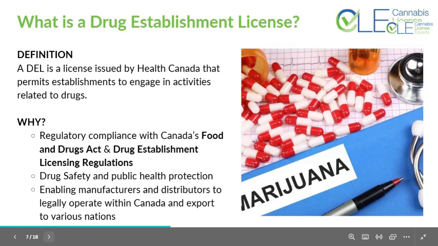So why do we have to do these? It brings your company into compliance with the Food and Drugs Act, as well as the Drug Establishment Licensing Regulations. Health Canada developed this for its own citizens as well, for drug safety and public health protection. We know that those are their two favorite things to talk about. And then it enables manufacturers and distributors to legally operate within Canada as well as to export, knowing that you've met a specific standard of quality that is internationally recognized.